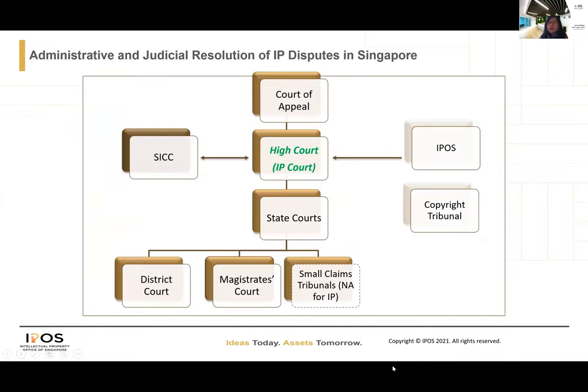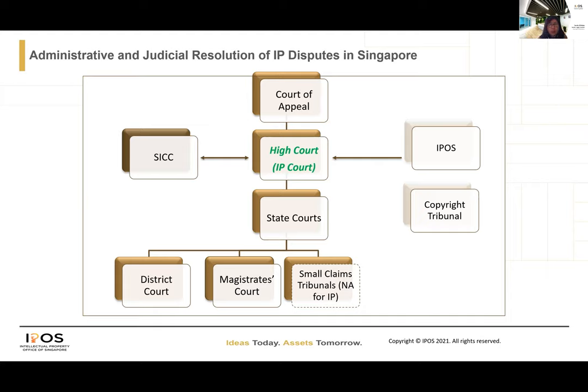Now, I just want to give everyone a snapshot of the administrative and judicial resolution system in Singapore. Administrative because there's IPOS. We are a tribunal. We are not part of the judiciary. So we administratively resolve IP disputes in Singapore. Our disputes go straight to the High Court on appeal, and then it goes up to the Court of Appeal.